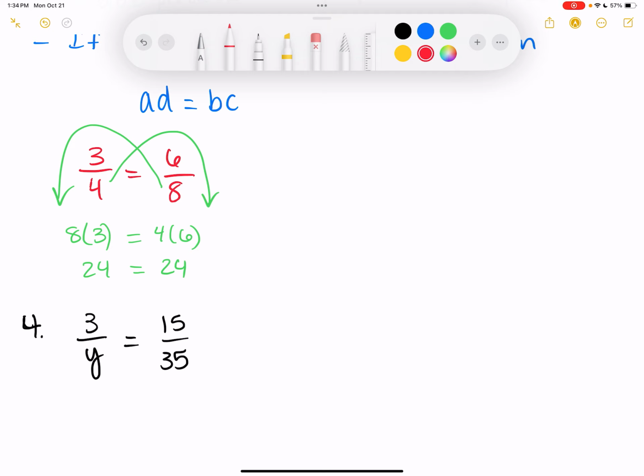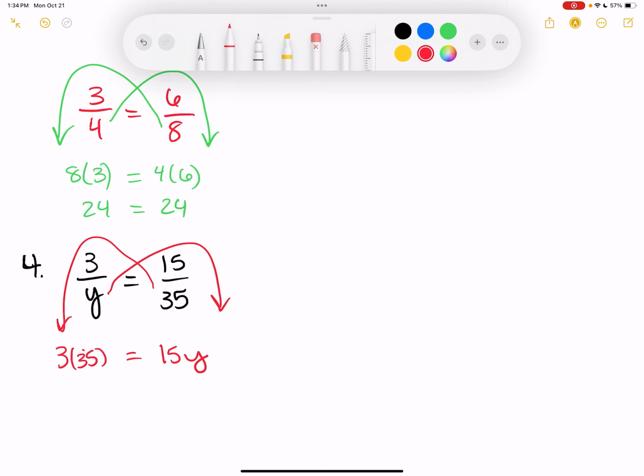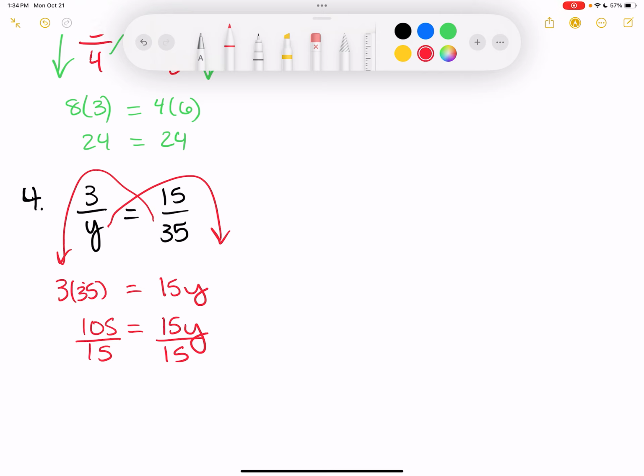Alright, so cross multiplying, 3 times 35 equals 15 times y. What's 3 times 35? 105. So 105 equals 15y. Divide by 15. 105 divided by 15. 7. What? How do you do that?